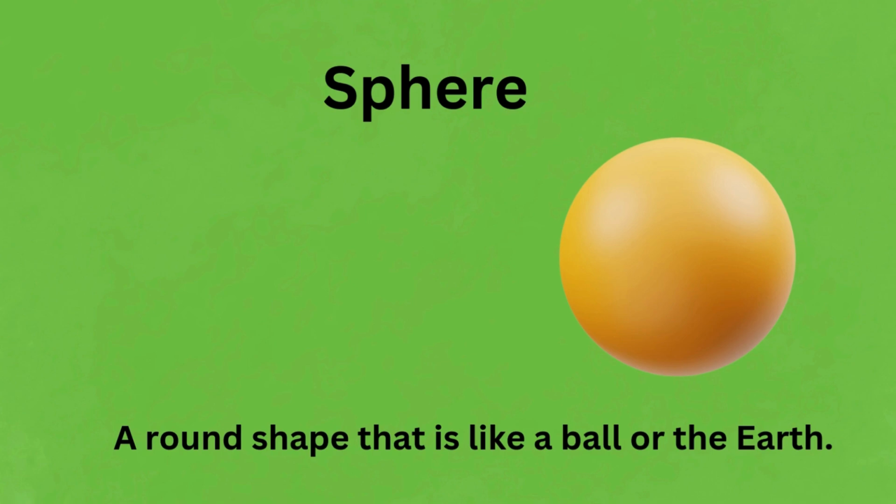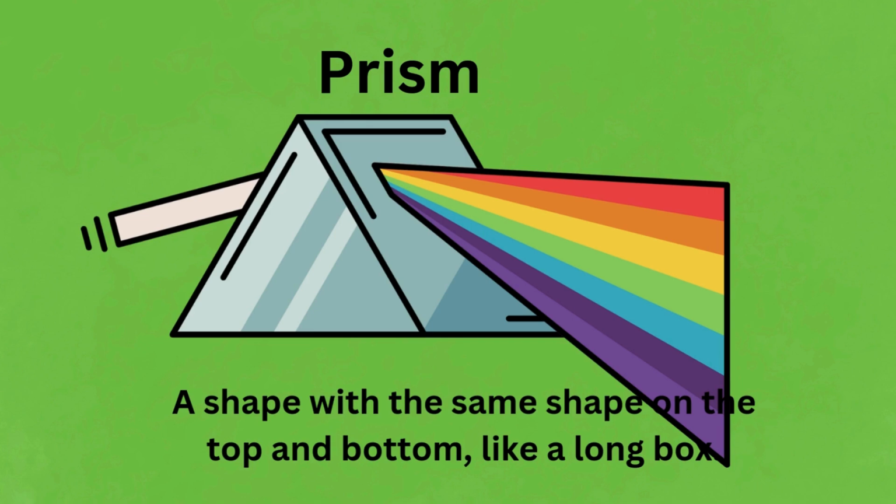Sphere. A round shape that is like a ball or the earth. Prism. A shape with the same shape on the top and bottom, like a long box.